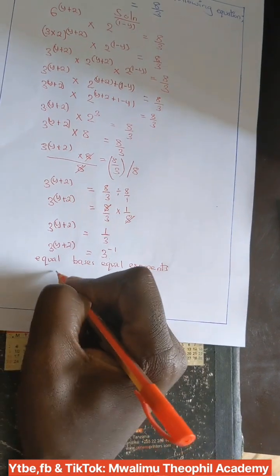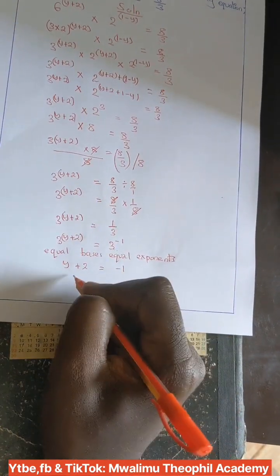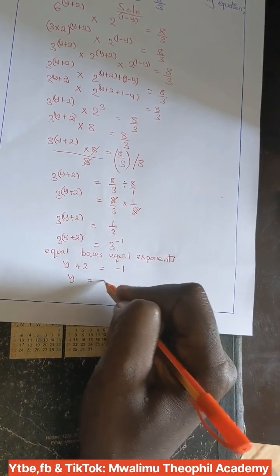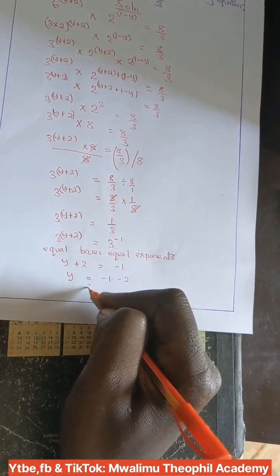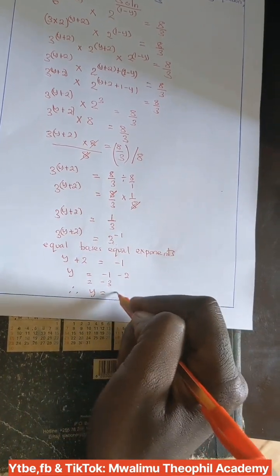So y plus 2 is equal to negative 1. When we solve for y, we're going to get y is equal to -1 minus 2, which is equal to -3. Therefore, the value of y is equal to -3.